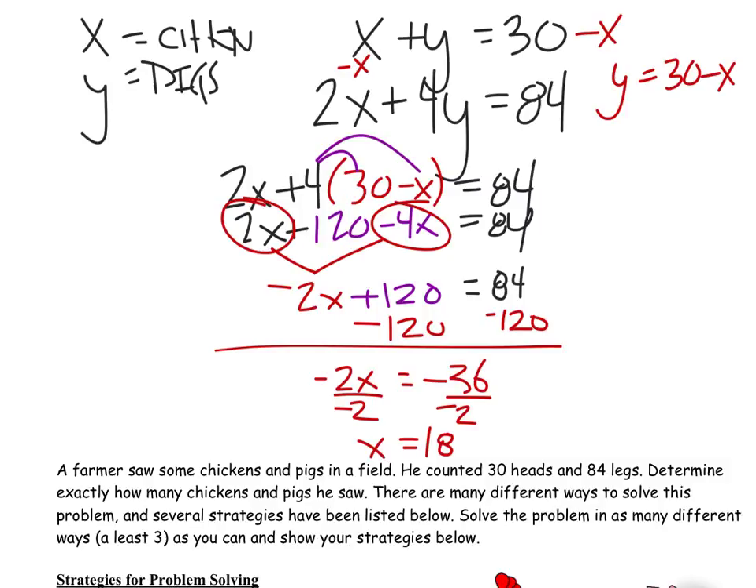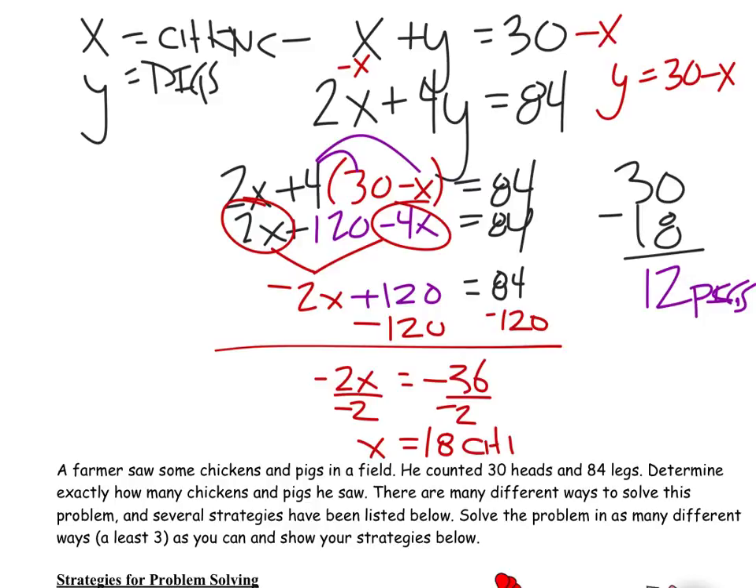Of course, to find the pigs, because x is chickens, we got 30 minus 18, which gives us 12 pigs. So 18 chickens, 12 pigs, 84 legs.